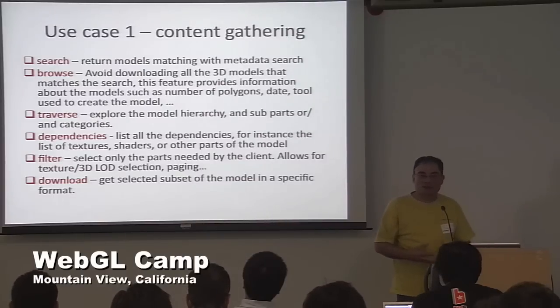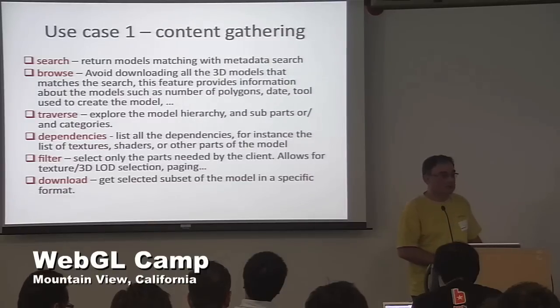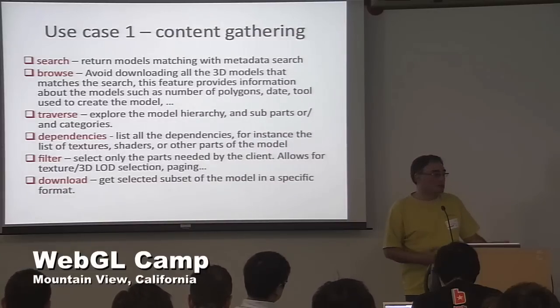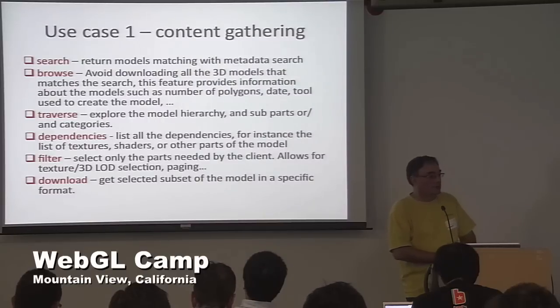The dependencies are, you know, 3D models require textures, require shaders, so why not have an API to tell me what the textures are in that model? Maybe I want to use them, maybe not. Maybe I want to use another server that can give me the textures in the special format that I want to use. Maybe I want the shader in some other form. So it's very important to be able to get that filtering.